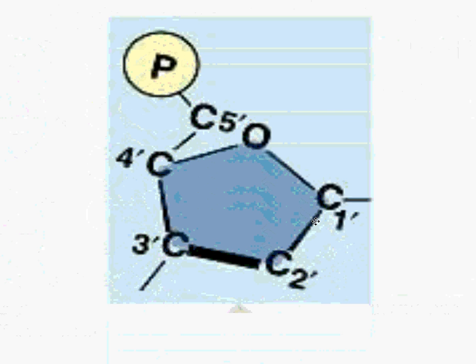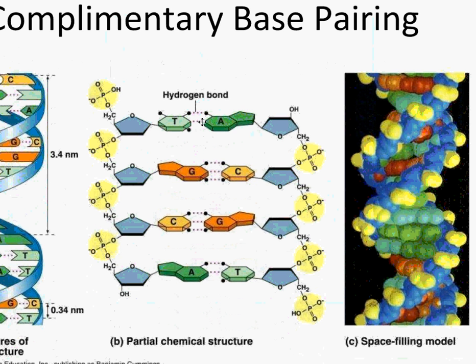Each of those carbons are labeled 1, 2, 3, 4, 5 on that deoxyribose. And so DNA can only be read in one particular direction. It can only be read from 5, this is the 5 carbon, to 3, this is the 3 carbon. It can only be read in this direction.